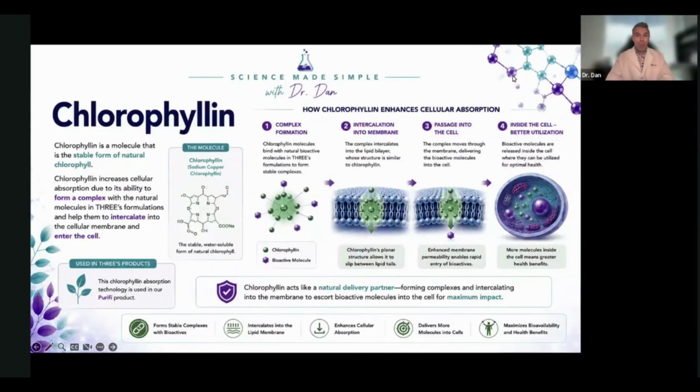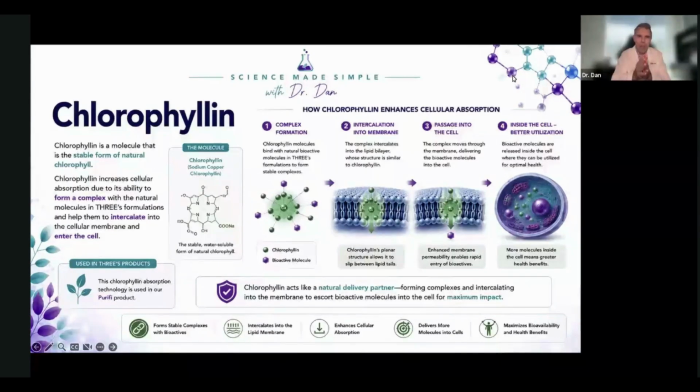Now, chlorophyllin is a beautiful molecule. It's called an intercalator. If you look at the structure of chlorophyllin, it's flat, it's planar. It's like a piece of paper. So when you look at the cell membrane, it's just like sticking a really thin piece of paper through the cell membrane, right? If you have a big thing, it's not able to get in, but a thin piece of paper can slide right in.